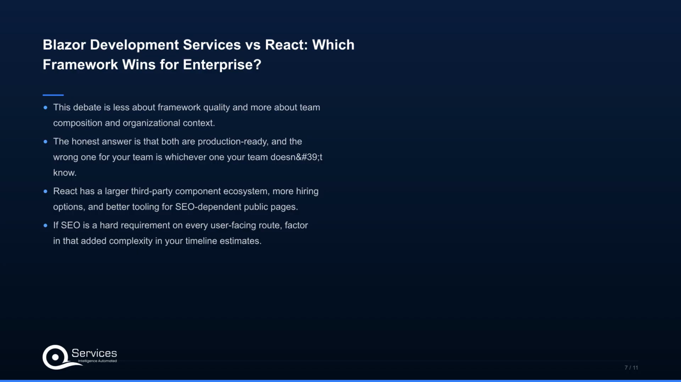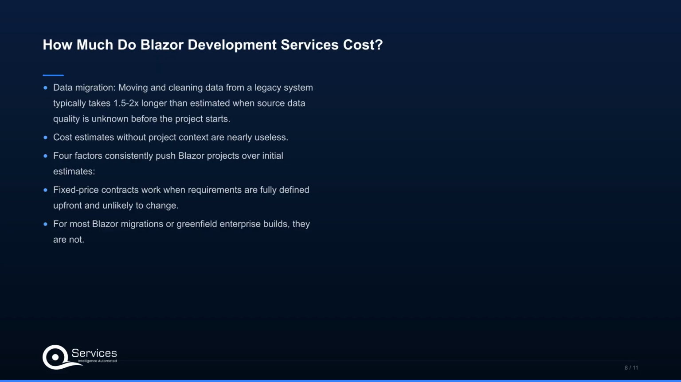Blazor Development Services win when your entire team are C# developers, when code sharing between client and server removes meaningful duplication, or when toolchain consistency within a Microsoft-first stack reduces infrastructure complexity. A .NET team that doesn't have to context switch between C# and TypeScript typically produces fewer integration bugs and onboards new .NET developers faster. Now, let's talk about how much do Blazor Development Services cost?